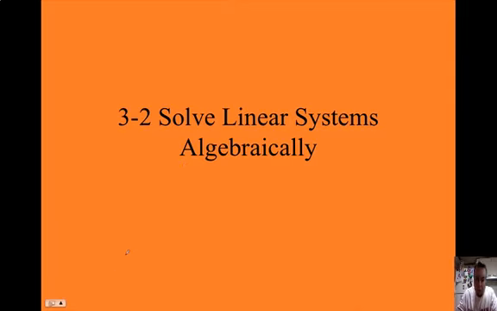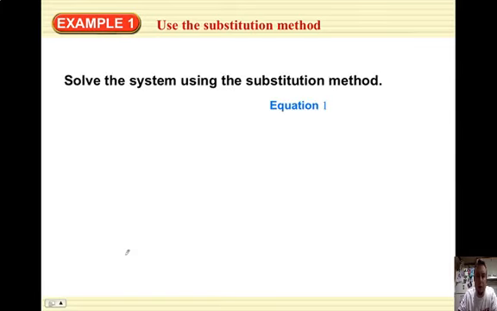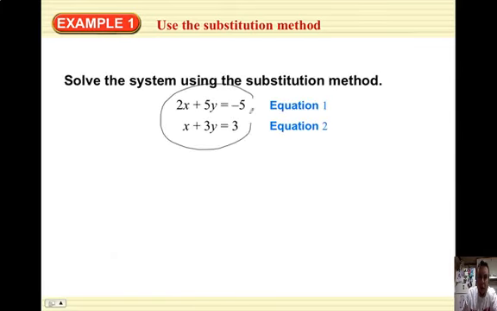So the first method is the substitution method. If I give you a system, remember a system consists of at least two equations. If I ask how do we solve it, that means we're finding a coordinate, or maybe more, that makes both of these true at the same time. So how do you do that using the substitution method?